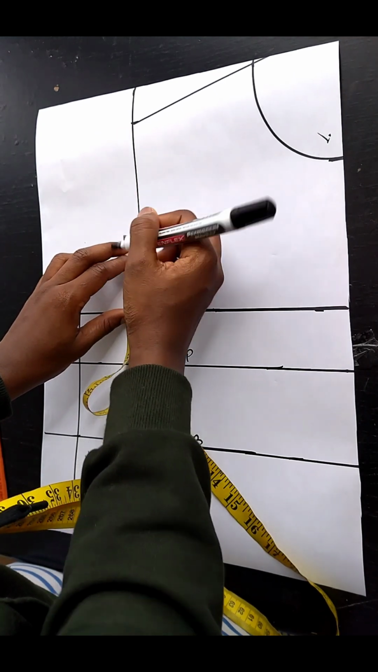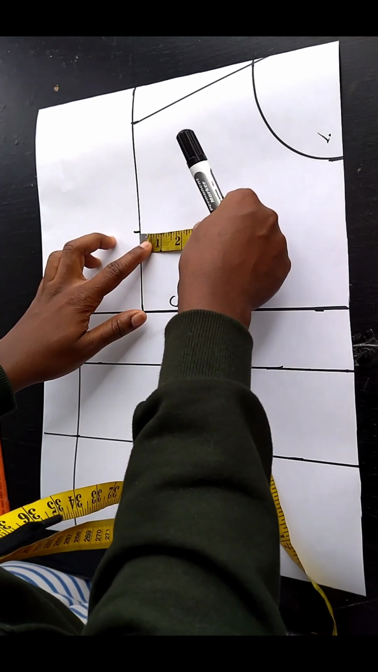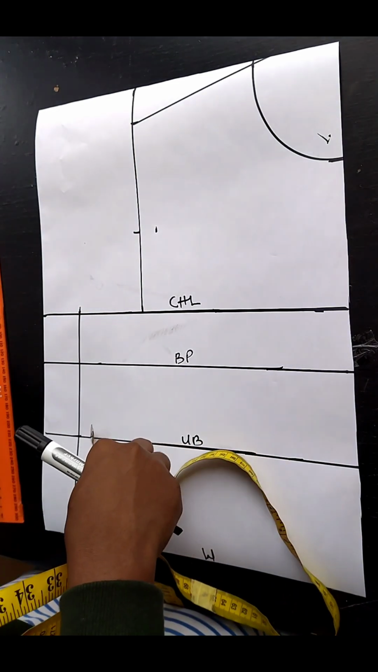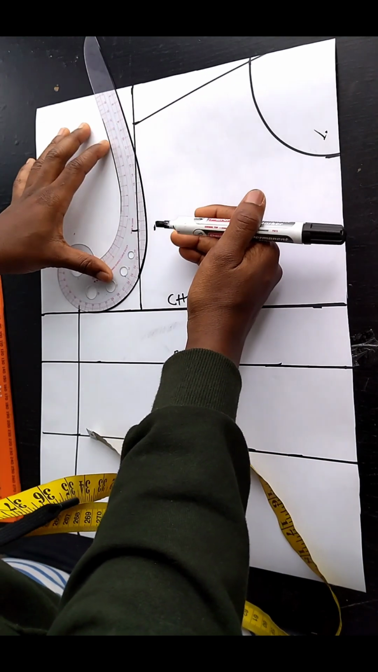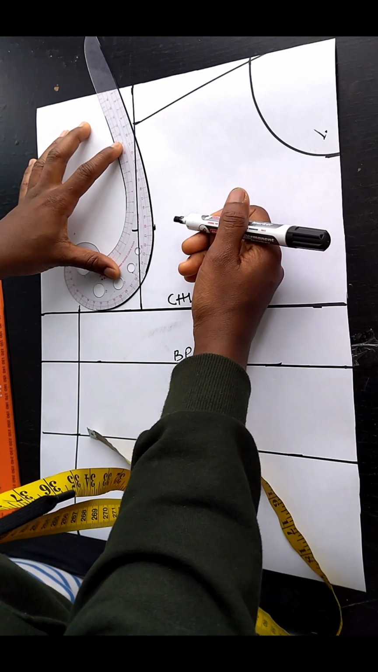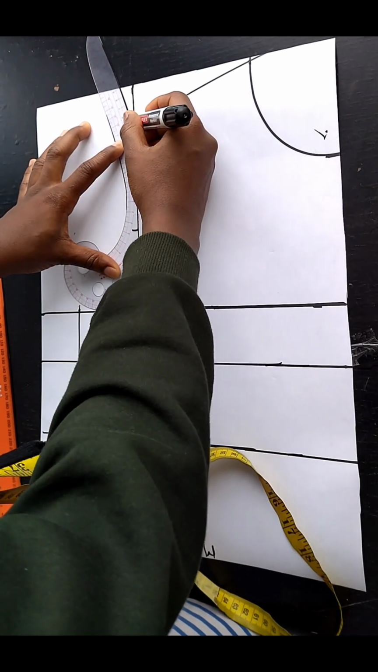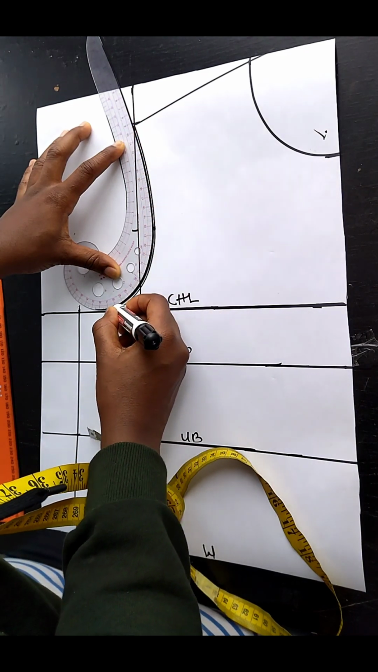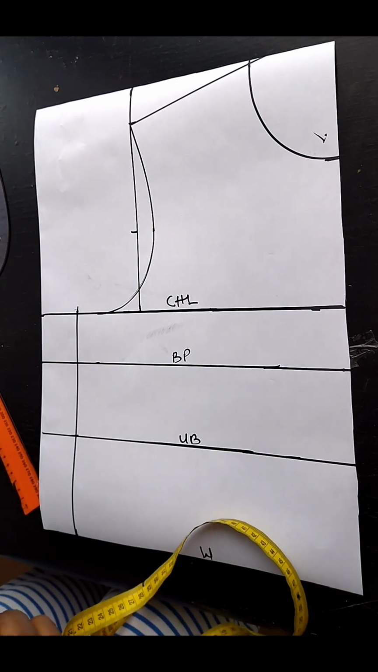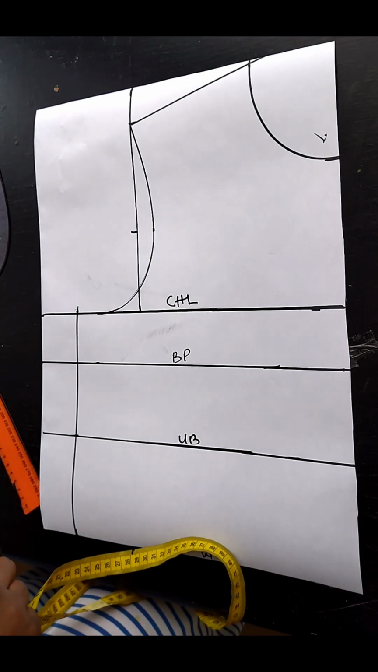Then from the chest line, I'll go up by 3 inches. Then from the 3 inches mark, I'll go in by 1/4 inch. Then I'll go in with my curve to connect the armhole.